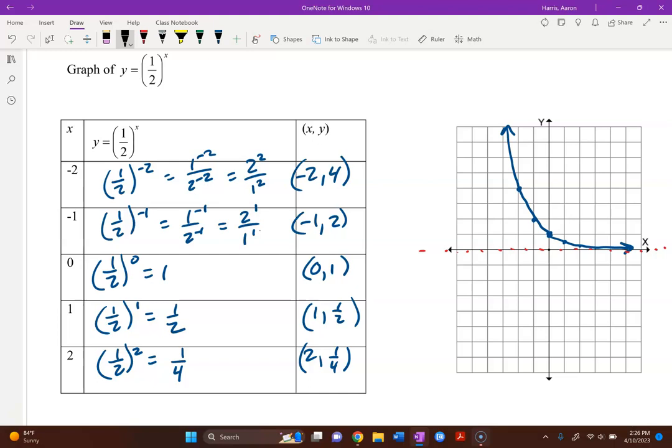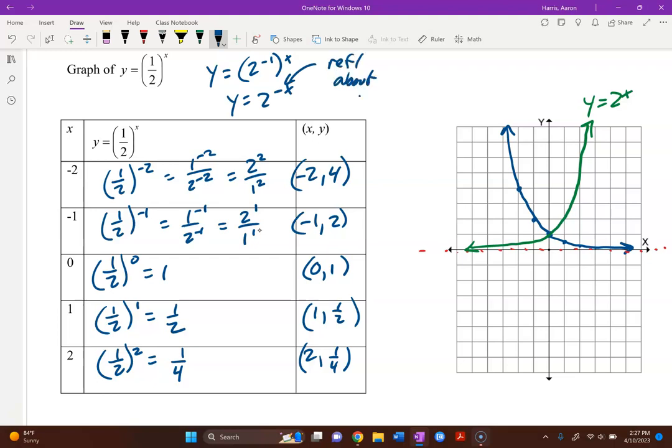Well, if you think about this, this is kind of interesting. Our first one, the very first one we did, looked just like this, except it was reflected about the x-axis. That was 2 to the x. This one's 1/2 to the x. Well, let me write that another way. That's 2 to the negative 1 to the x. In other words, 2 to the negative x. So that's a reflection about the y-axis, right? It's a reflection about that vertical axis.